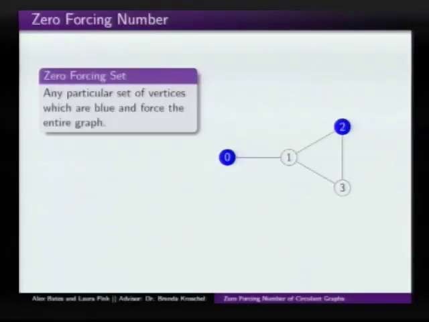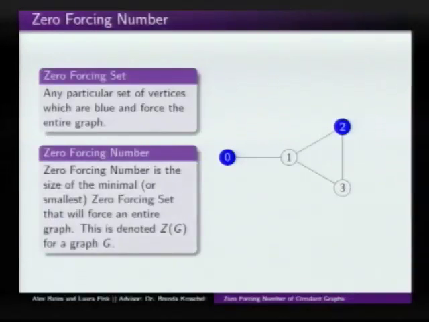So then a zero forcing set, we say, is the particular set of vertices that can force the entire graph. So in this case, when we started with vertices 0 and 2, we were able to force the whole graph. So that is a zero forcing set. The zero forcing number then is the size of the minimal or smallest zero forcing set that will force the entire graph. We denote this Z(G) for a graph G, and in our case here, it turns out that the zero forcing number is 2. That's the minimum number of vertices we need to start with that are blue to force the entire graph via the color change rule.